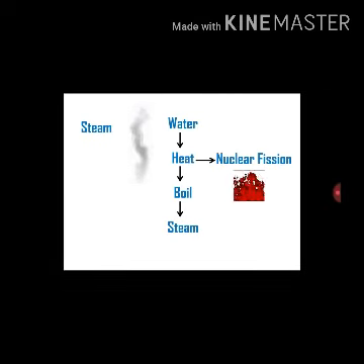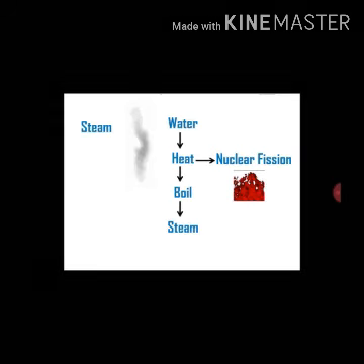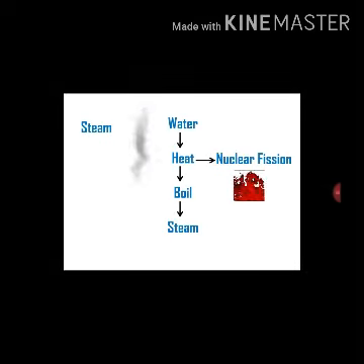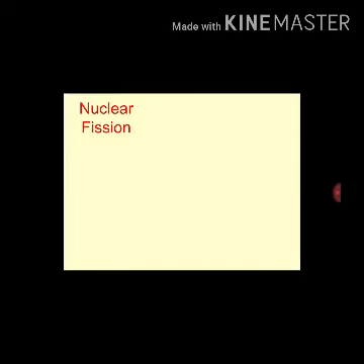So what is nuclear fission? During nuclear fission, a huge amount of heat can be generated, so that heat can be used to raise the temperature of water, and then water can be converted into steam. So this is the basic of a nuclear power plant. What exactly happens during nuclear fission? Nuclear fission is the process of splitting of the uranium atom.